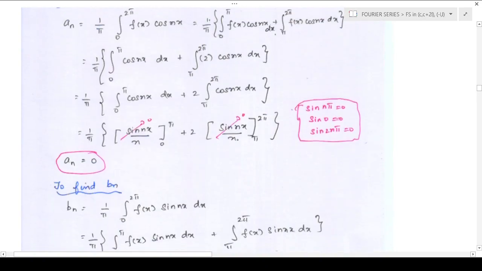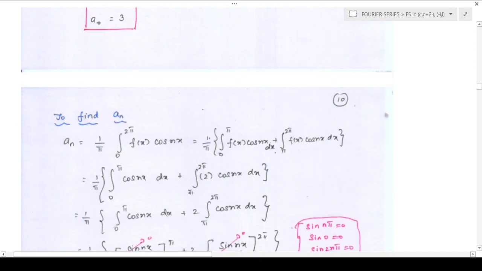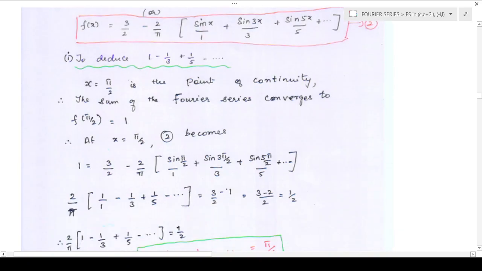F of pi by 2 means, you see where pi by 2 lies. Here pi by 2 lies between 0 to pi. So f of x value is 1. So your f of pi by 2 is 1, children. You are substituting 1. Then as it is, at x equal to pi by 2, left hand side is 1. Here wherever it is x, you are applying pi by 2. As I told you, sin pi by 2 is 1, sin 3 pi by 2 is minus 1, sin 5 pi by 2 is 1, so on it goes on. Now you take this to the other side, so it is becoming 2 by pi.